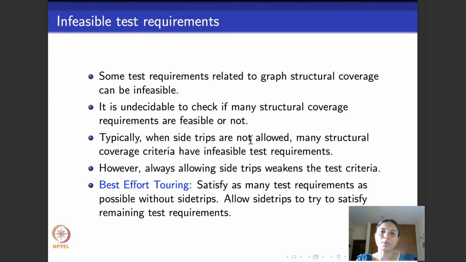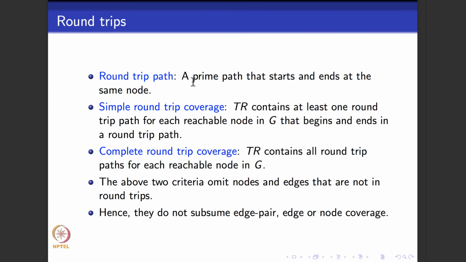So this is what I was telling you about. Some test requirements related to graph coverage criteria may be infeasible. In fact, it's undecidable to check whether even a test requirement is feasible or not. We won't really go into those details. But typically, when I allow side trips, then I might be able to achieve test requirements with reference to a particular code. So what is called best effort touring is that you try to satisfy as many test requirements as possible without side trips or detours. And then if you still have test requirements that are unachievable, consider using side trips and detours to be able to satisfy them, right? So what is a round trip?